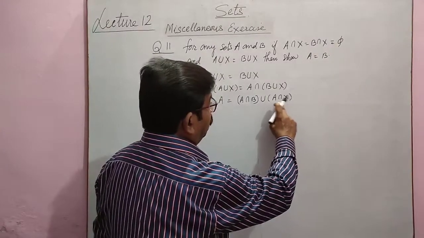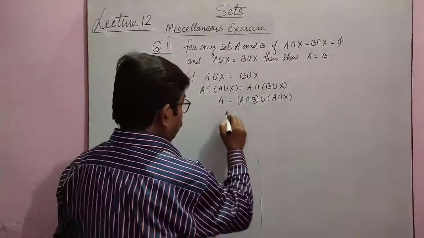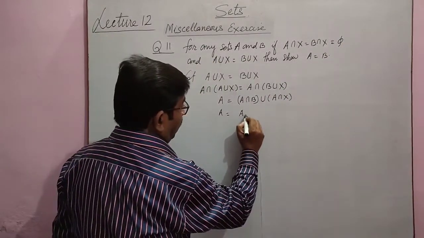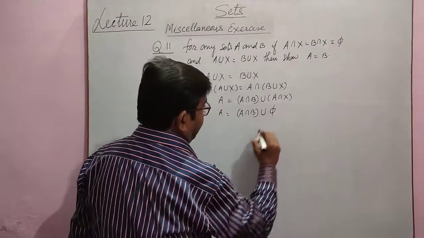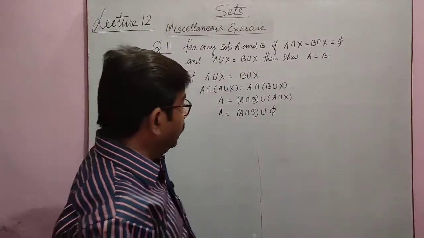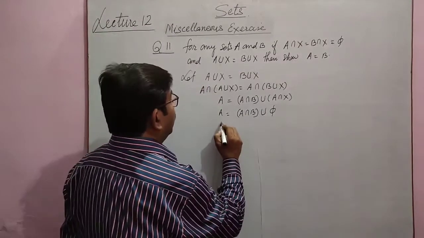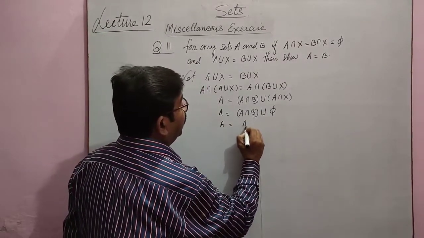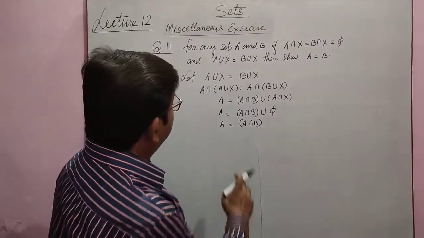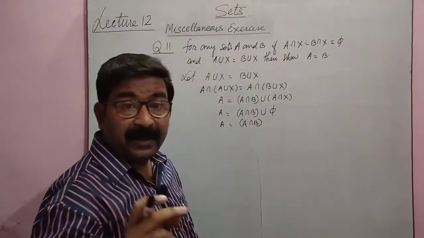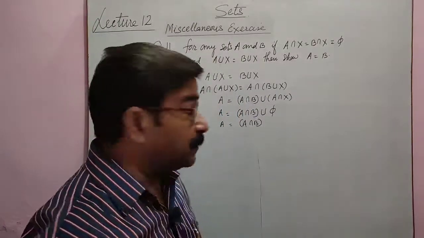A intersection X is given equal to phi. So A is equal to A intersection B union phi, and if you find the union of this, we have A is equal to A intersection B. So A intersection B is equal to A. What is the case? When A is a subset of B.